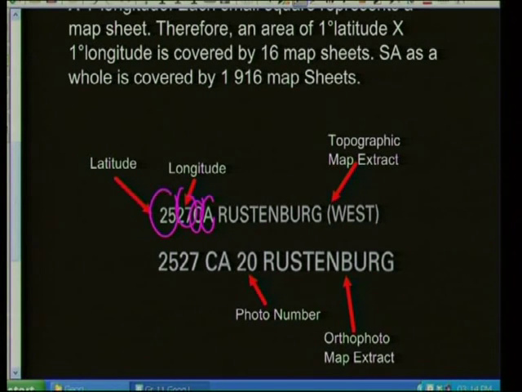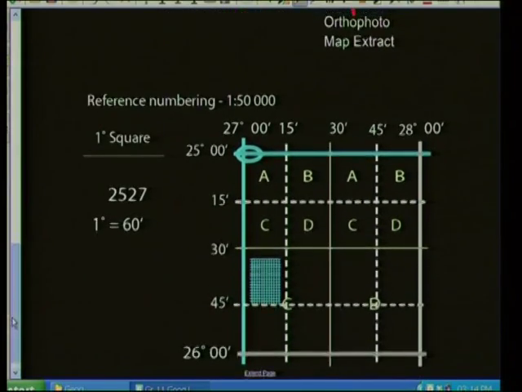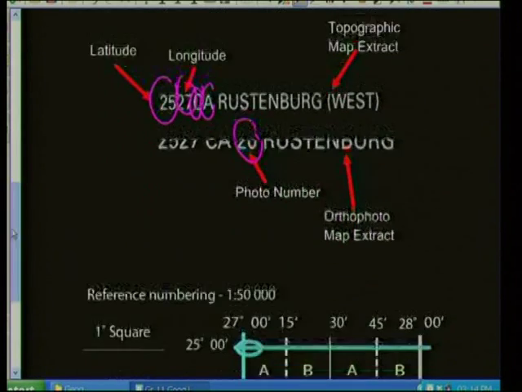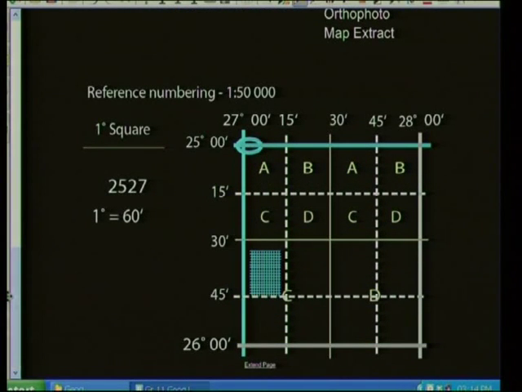Obviously you've got the same thing on the orthophoto, just that you've got a photograph number. Just remember that the orthophoto is part of the topographic map. So many orthophotographs make one topographic map. So this is photograph number 20. Okay, so let's look at this index. Now, you saw here 25, 27. This is how it sits on the map.